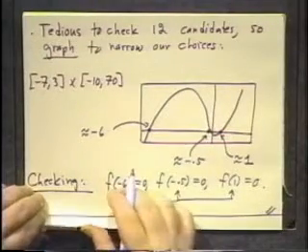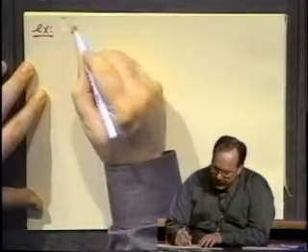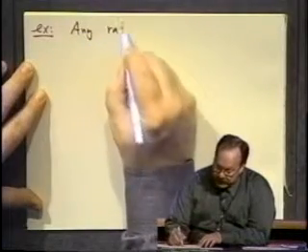All right, let me do one example to show you the advantage of that second theorem. Here's my example. And the question is, any rational zeros?